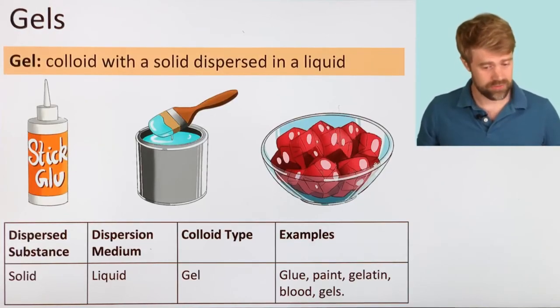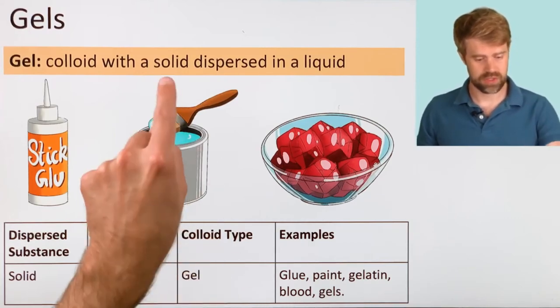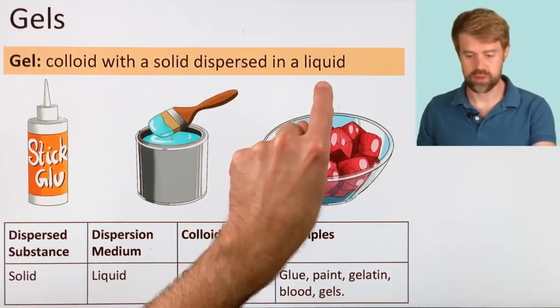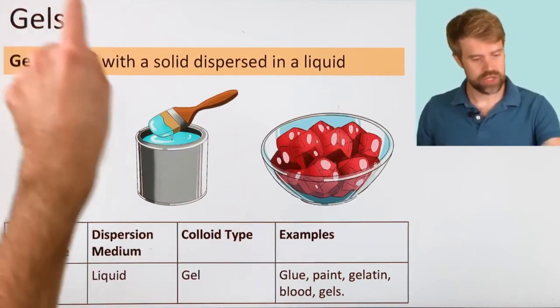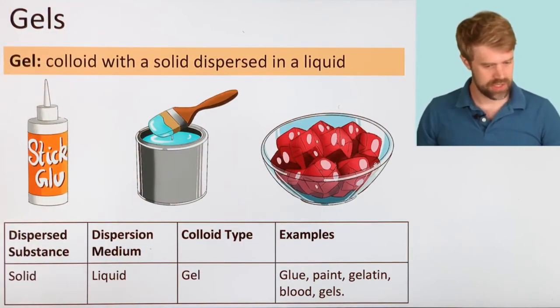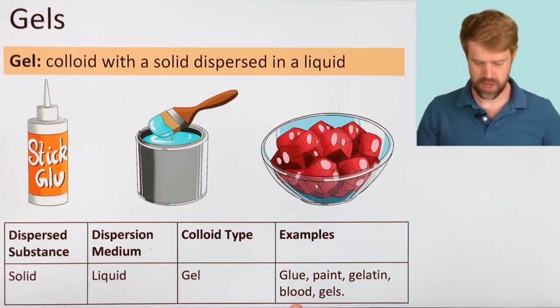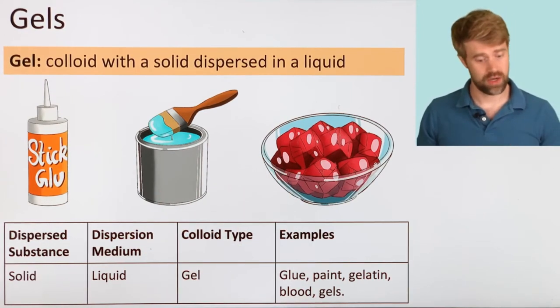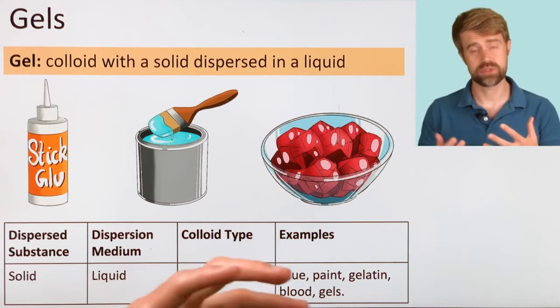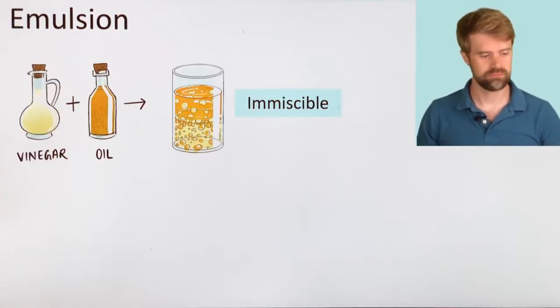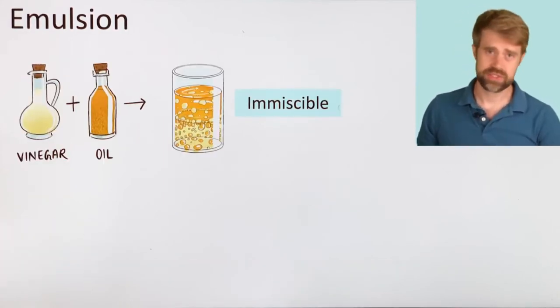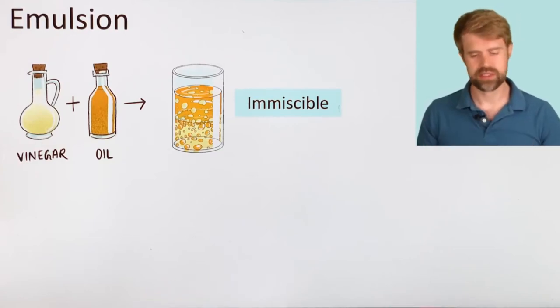Another important type of colloid is made by dispersing a solid through a liquid. These might be called gels. Some common examples are glue, paint, and gelatin. Blood is also a colloid of solids dispersed in a liquid. Now, the last type of colloid that we're going to discuss is a little more complex than the others.